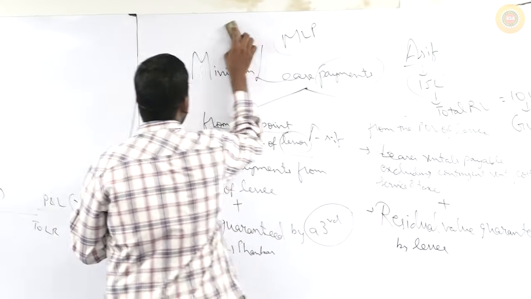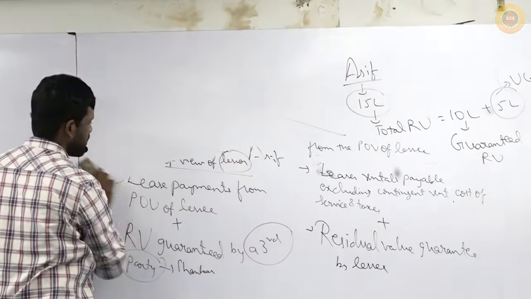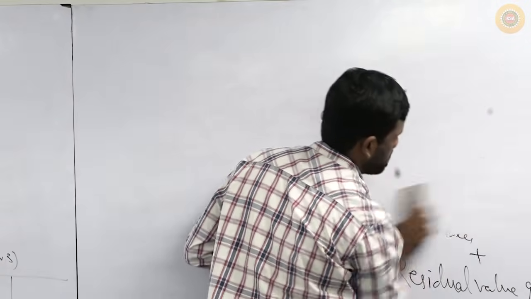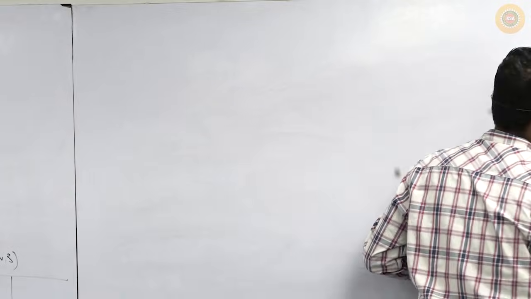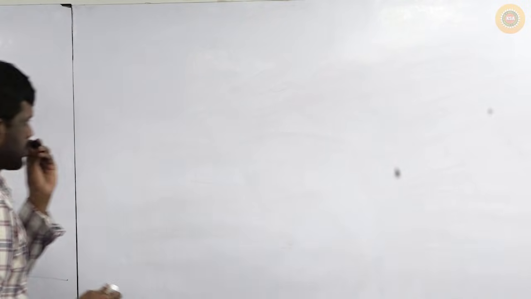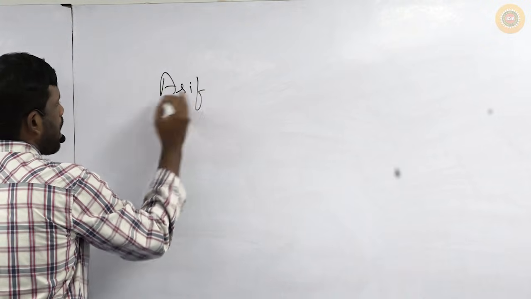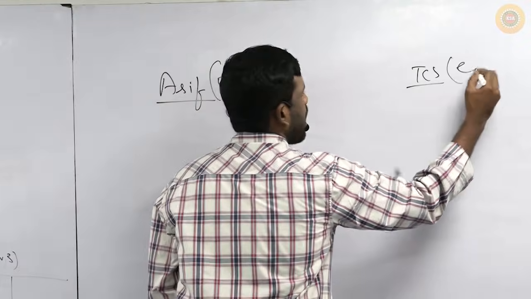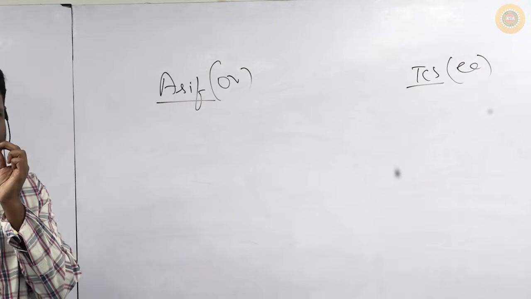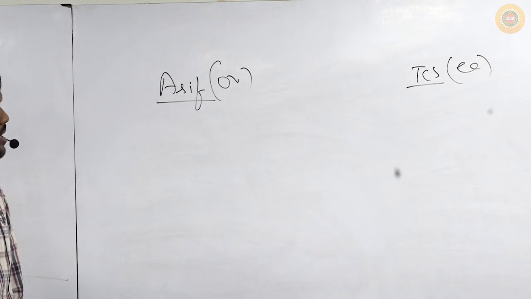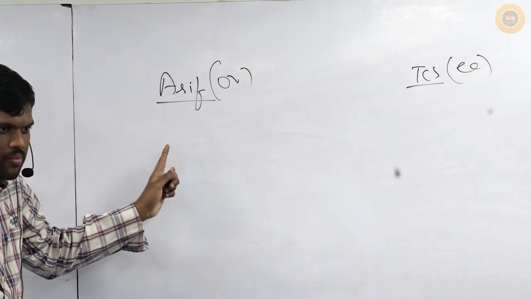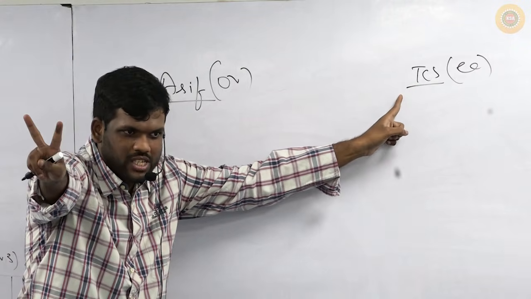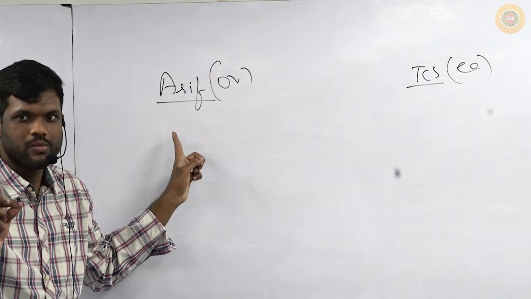We are asking AS19 how to pass entries. Check for the books and my books. Asif is the lessor, I am the lessee. Hey, Gani, listen please. AS19 says, in lessee books, every year expense should be 2 crores. In lessor books, every year income should be 2 crores.